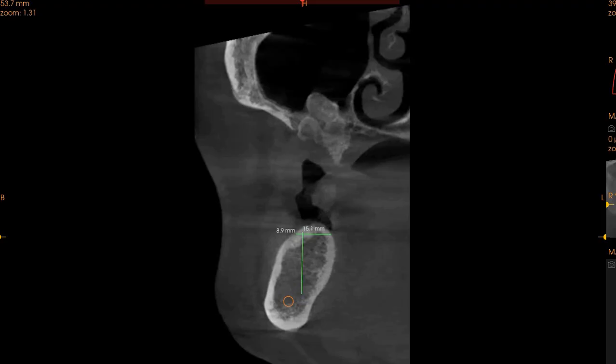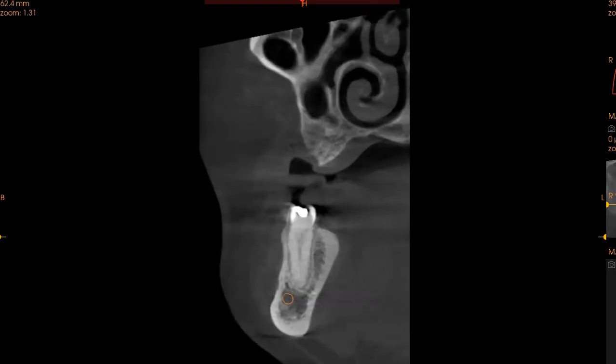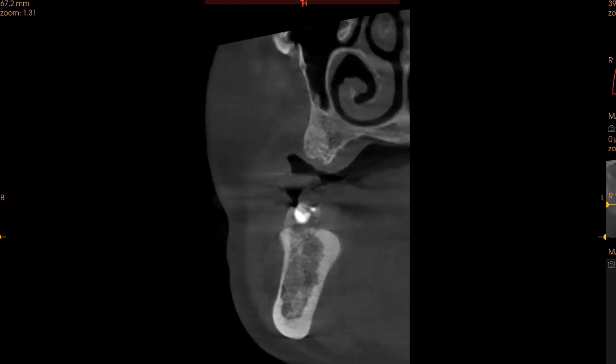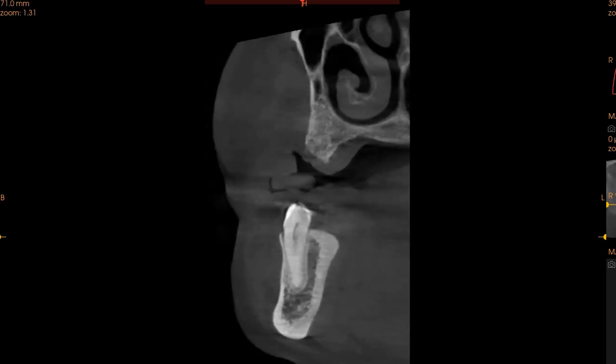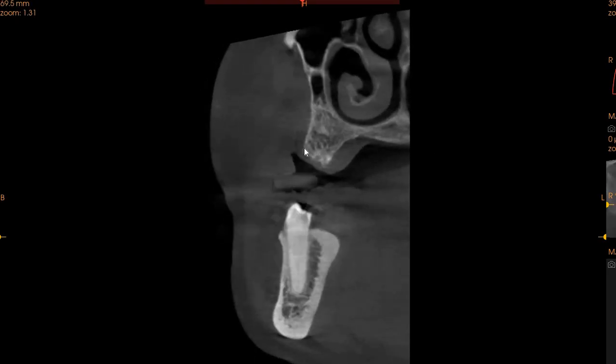Now moving to the region of the upper right 5. This is the upper right 5 region. As you can see, extracted area. But if we go slightly distally, we've got 7 millimeters of width with 9 millimeters of height in the region of the first premolar. Again, we've got good bone here. There we go. 7 millimeters of ridge width with 11 millimeters of height.